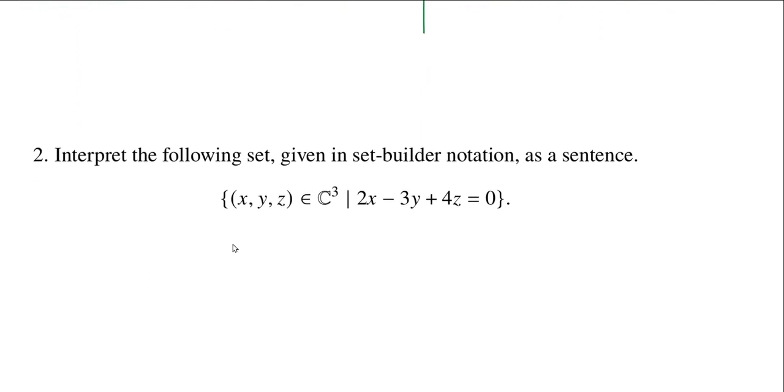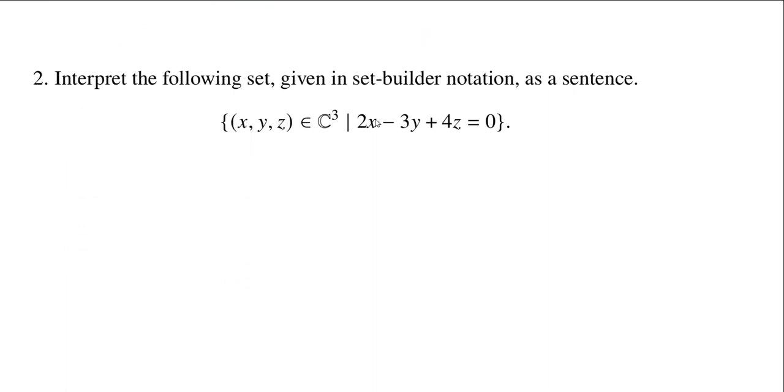Now, the second problem, we're going to be starting from something in set builder notation and writing it as a sentence. The first thing here is, I know this is in set builder, so it's a set. So how about I write the set? I know it's describing a set. A set of what? What are these things? Well, it looks like we have triples of elements where the x, y, and z are supposed to be complex numbers.